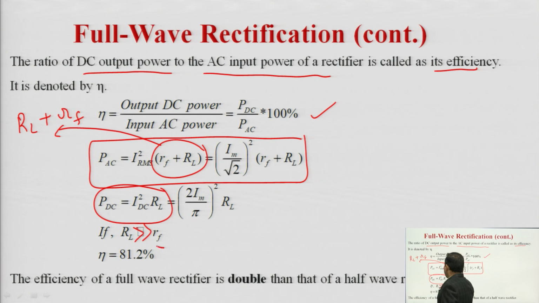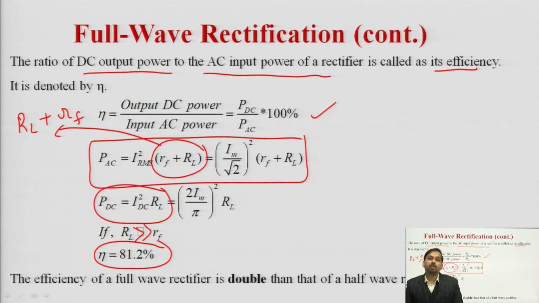So we receive this efficiency, which is 81.2%, just double that of the half wave rectifier. For the half wave rectifier the efficiency was only 40.6%. Now we are able to achieve double the efficiency, 81.2%, meaning we are utilizing 81.2% of the AC input power and are able to transform this much power to DC power.